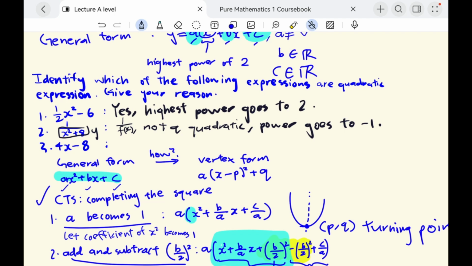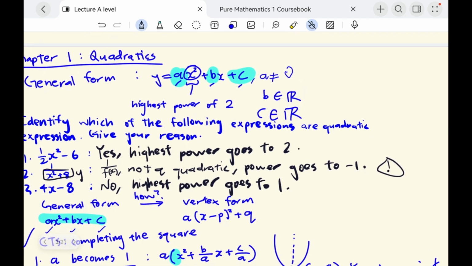Many students will realize that is a quadratic equation. So this leads some of the candidates to make a careless mistake. So please be aware of that. And let's see the third one. Of course, this 4x minus 8 is not a quadratic equation. Why? Because you see the 4x, it is obvious that the highest power of a term only goes to 1. That's why 4x minus 8 is not a quadratic.